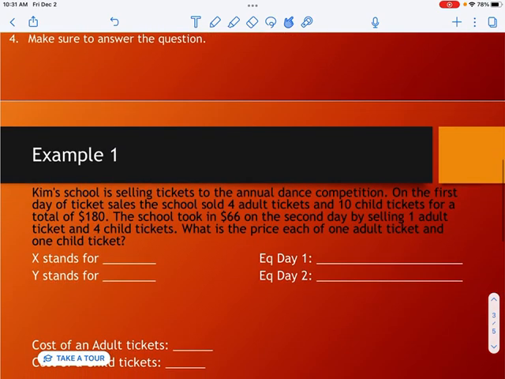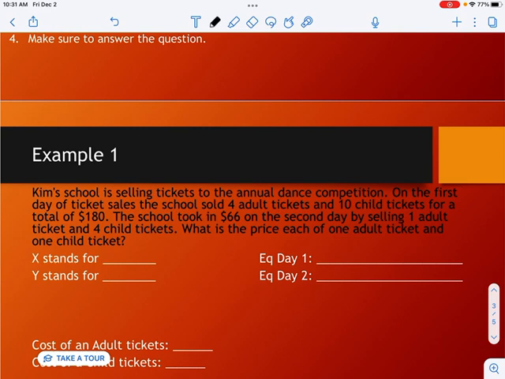Example one: Kim's school is selling tickets to the annual dance competition. On the first day of ticket sales, the school sold 4 adult tickets and 10 child tickets for a total of $180. The school took in $66 on the second day by selling 1 adult ticket and 4 children's tickets. What is the price of each of 1 adult ticket and 1 child ticket?